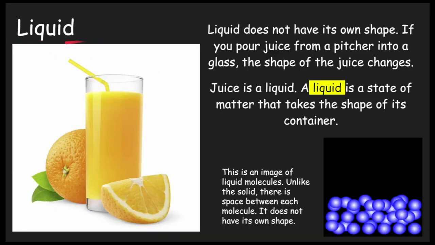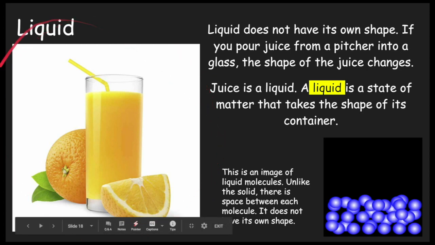Okay, so the next state of matter is liquid. Liquid does not have its own shape. If you pour juice from a pitcher into a glass, the shape of the juice changes. Okay, so let's look at this picture. We have a glass full of orange juice. See, the liquid inside here does not have its own shape. Right now, it's making the same shape as the glass. So the glass is a cylinder shape. As you can see, the liquid inside of it is making a cylinder shape.